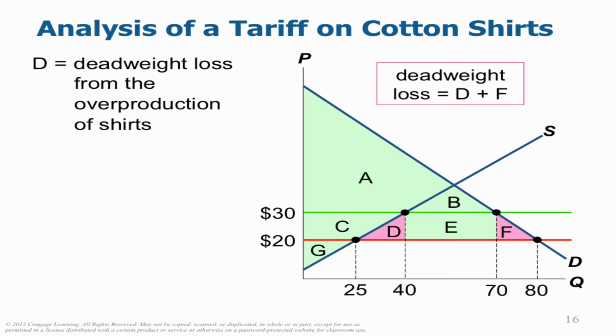But why? The dead weight loss is what you give up when you add the tariff. So these 10 extra shirts are overproduced. Yes? Why is D dead weight loss? We're still selling 40 shirts. But we would have only sold 25. So why is D overproduction? It's not dead weight gain.